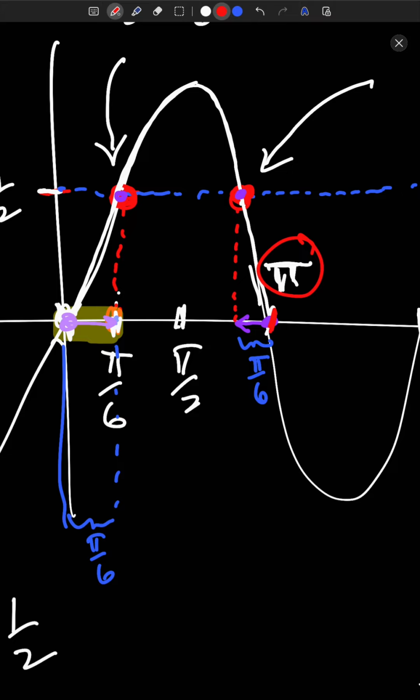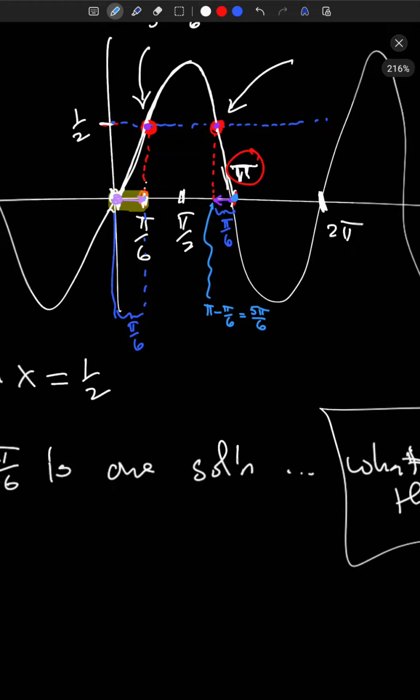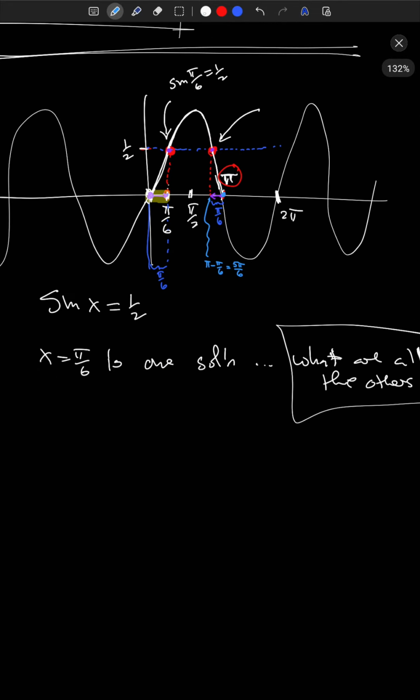So the exact coordinate of that point is going to be pi minus pi over 6. Again, this point right there is pi. I'm moving to the left by pi over 6, so that would be pi minus pi over 6, which is 5 pi over 6. Okay, so my second solution that I found is 5 pi over 6. So x equals 5 pi over 6 is another solution.